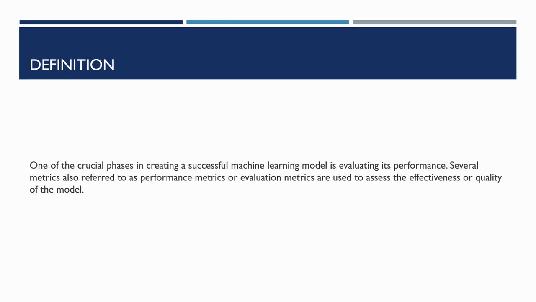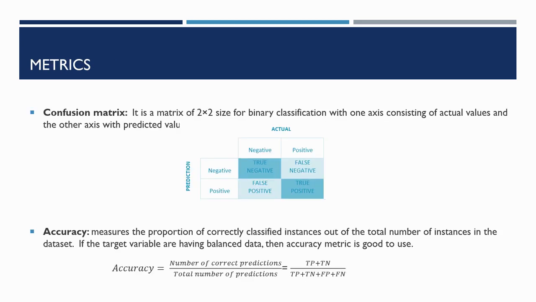Model evaluation metrics are used to measure the performance of machine learning models. They provide a quantitative assessment of the model's ability to make accurate predictions on unseen data. That means these are the evaluation metrics to assess the effectiveness or quality of the model. Here are some common model evaluation metrics which are used in machine learning.